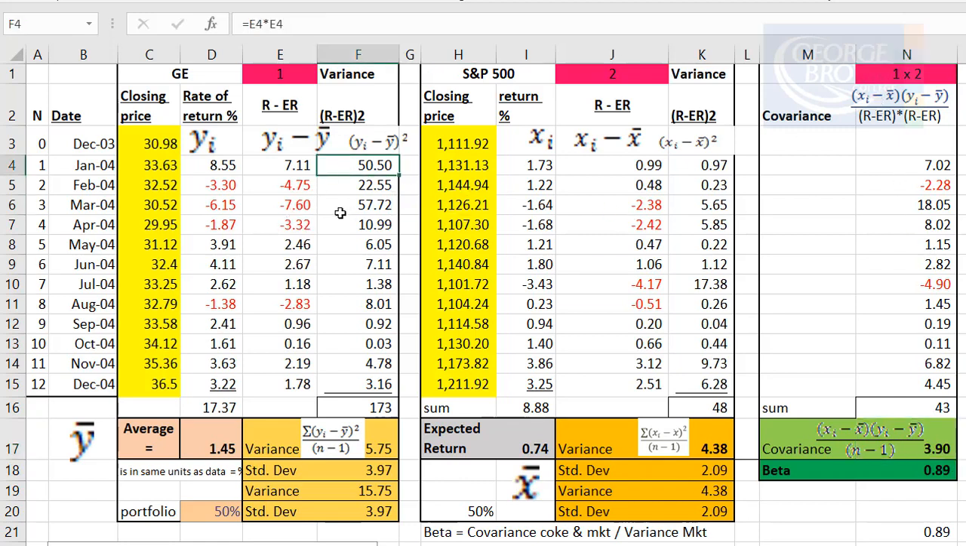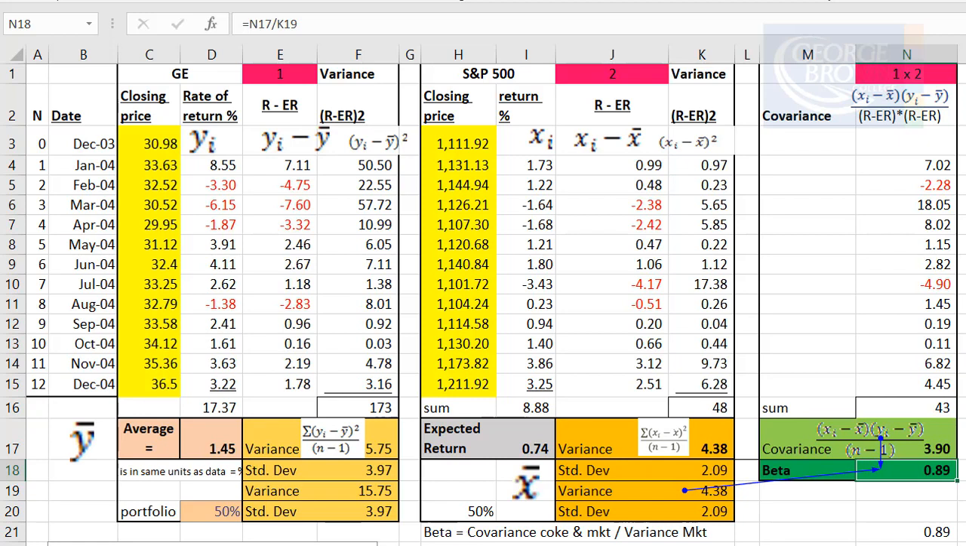Okay, so not too difficult. You can see for my y minus y bar squared, it's just E4 times E4, just 7.11 times 7.11. Sum up the sum of y minus y bar squared divided by n minus 1 gives us our variance. Square root of the variance gives us our standard deviation. Okay, so again, the beta of a portfolio is the covariance divided by the variance.